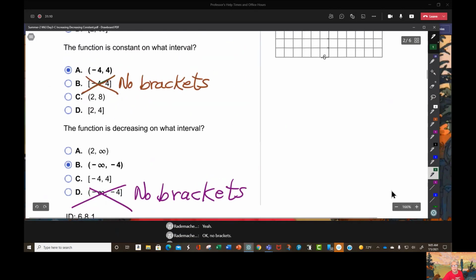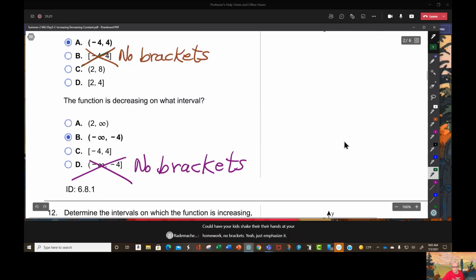Could have your kids shake their hands at your homework. No brackets. Yeah, just emphasize it. See, we could have elementary school kids learning this stuff. Would that be scary?